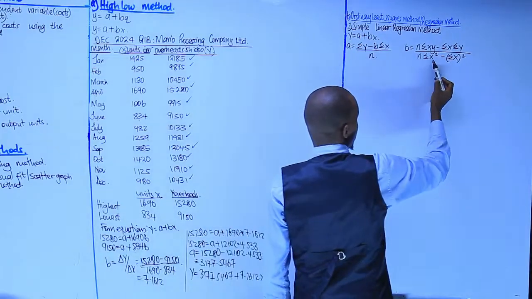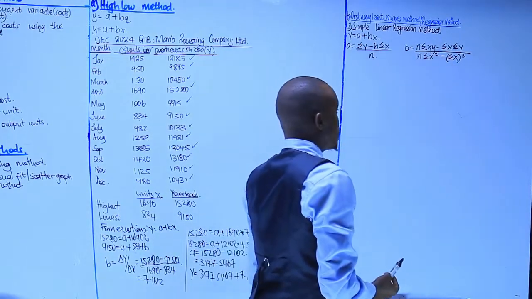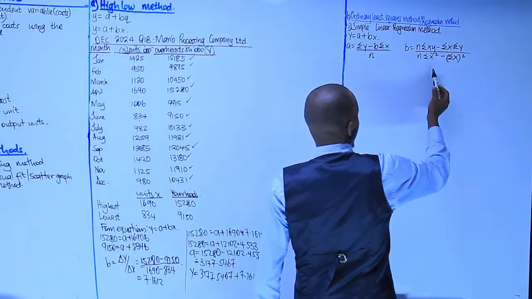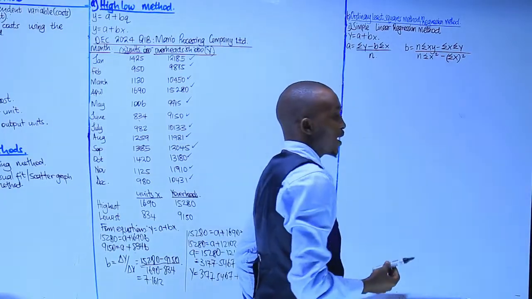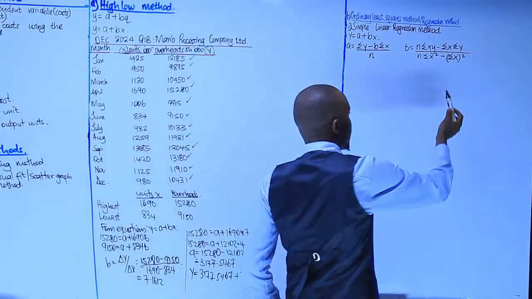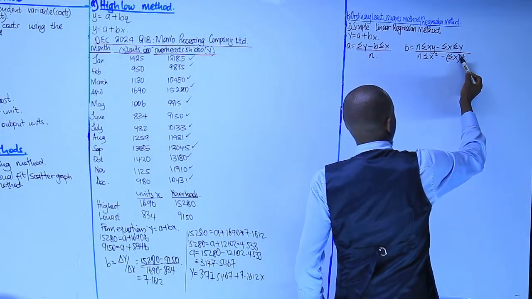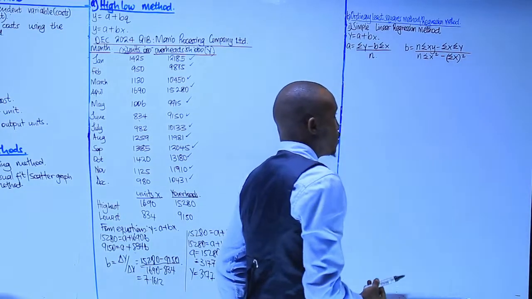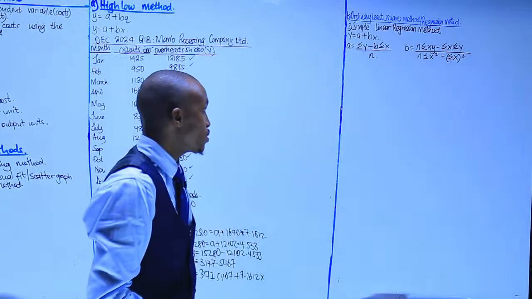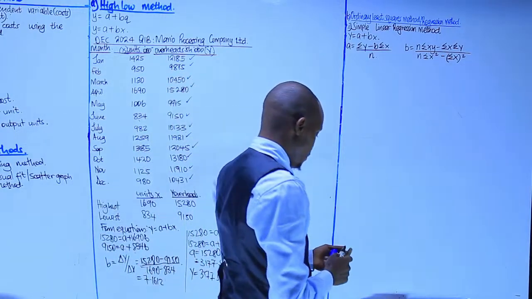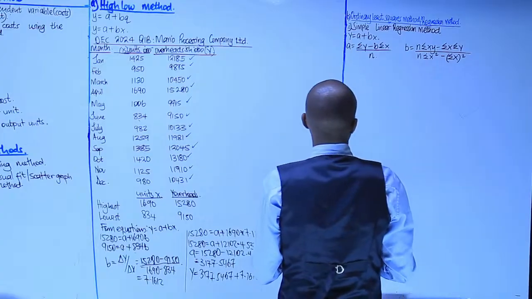Now the difference between these two is simply this: here you square x individually, but there you first get the total of x, then you square. All right. There are certain steps we can follow.